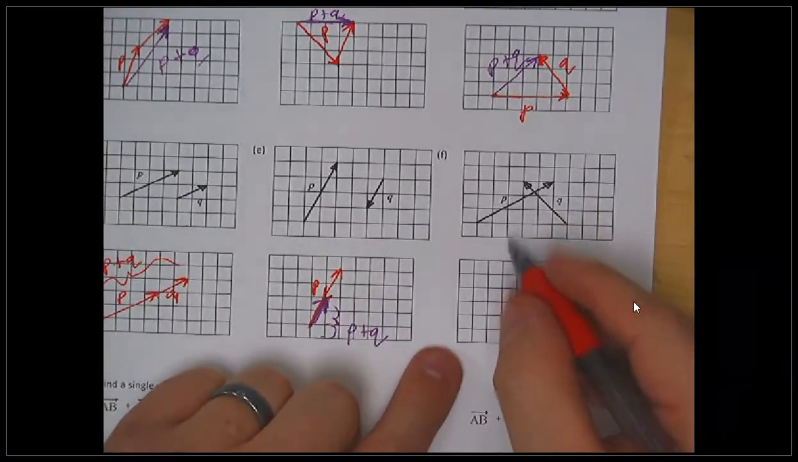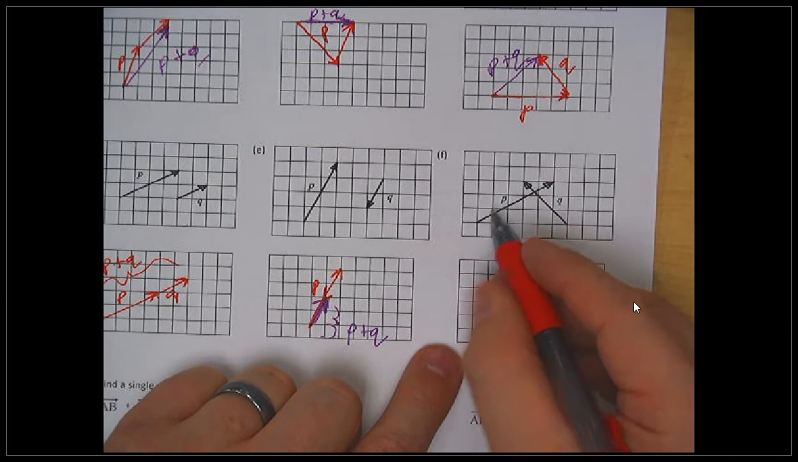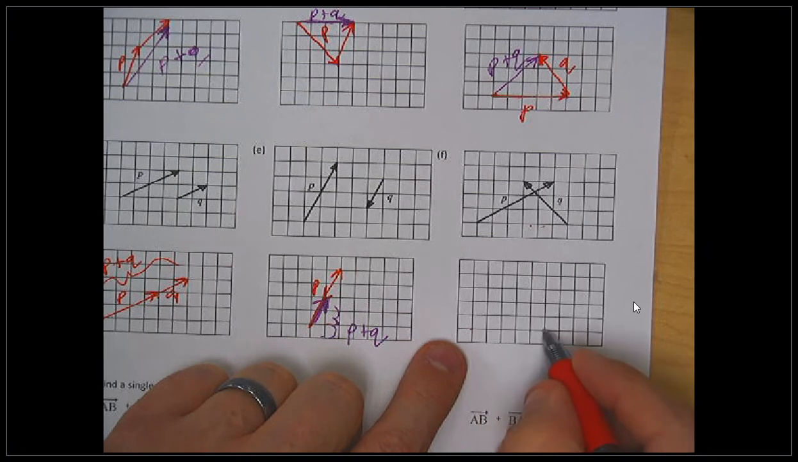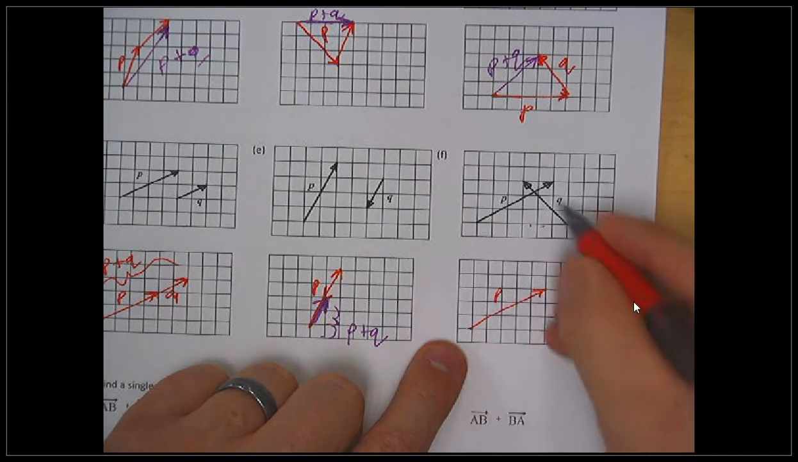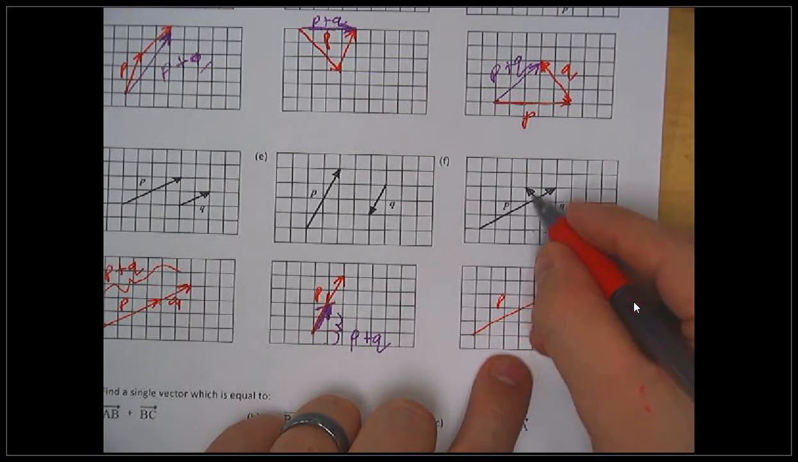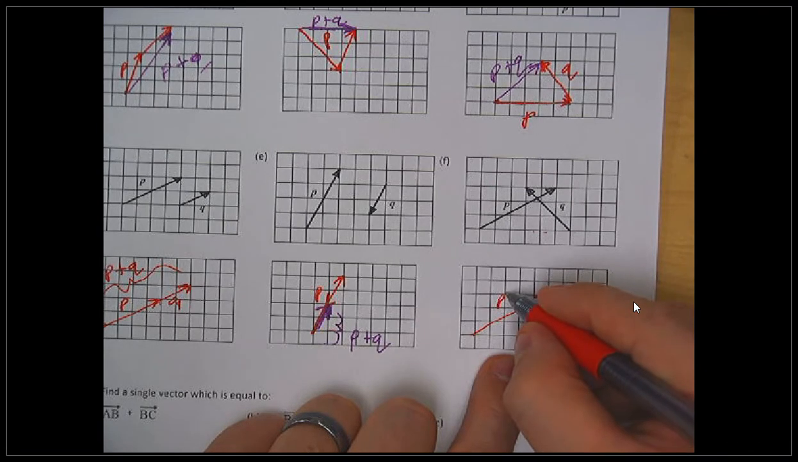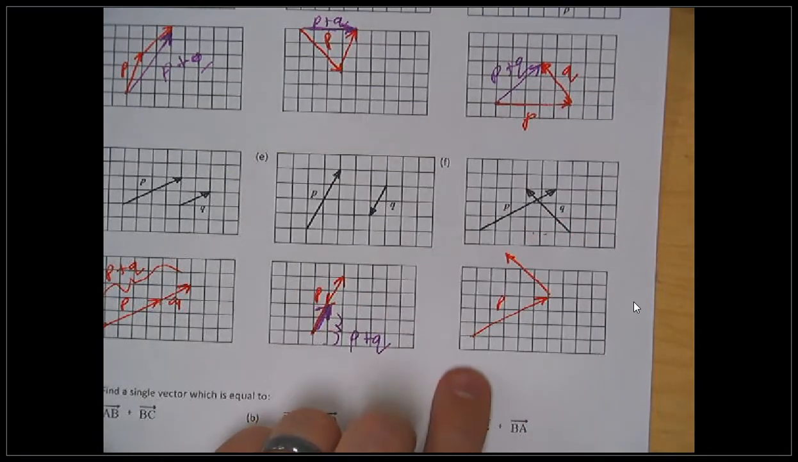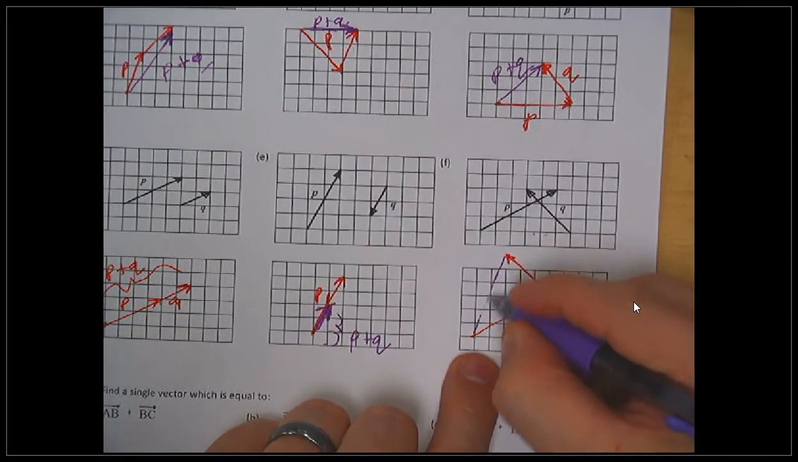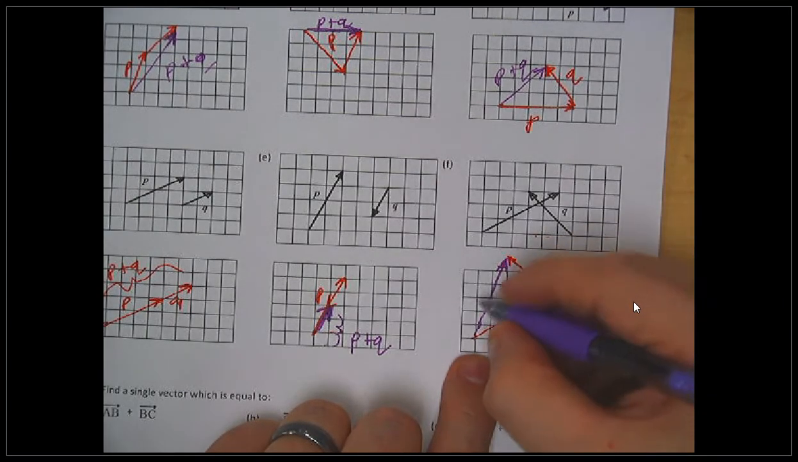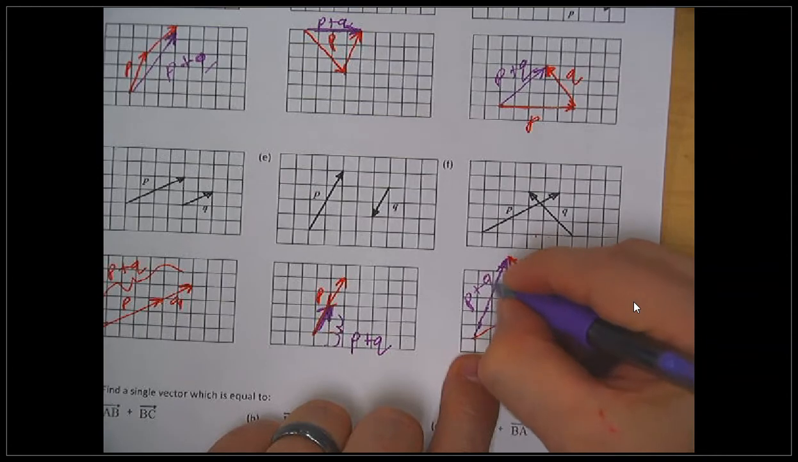Line these up again from head to tail. This first vector P is 5 to the right, and 3 up, 1, 2, 3. This is vector P. We'll line it up from head to tail. This other vector is 3 to the left and 3 up, 1, 2, 3. So our resultant vector is this vector right here. This is vector P plus Q.